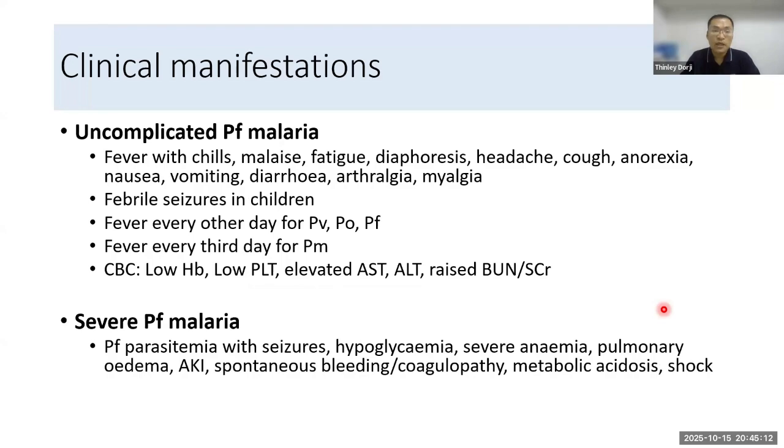of a febrile illness. In children, even without complication, they might have febrile seizures. In Plasmodium vivax, ovale, and falciparum, you will have fever every other day, and in Plasmodium malariae, you will have fever every third day. Now, some of the features of severe Plasmodium falciparum malaria include seizures, hypoglycemia, severe anemia, pulmonary edema, acute kidney injury. You might have an ARDS-like picture, septic shock. And this means that the parasitemia has remained there in the patient for a long period of time, and time is of essence in establishing the diagnosis and providing the appropriate treatment.